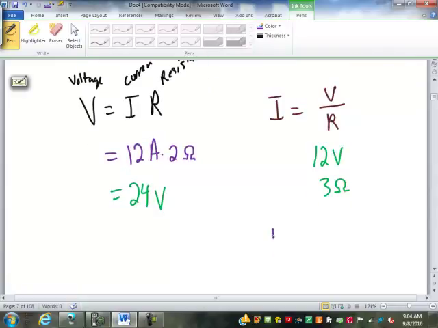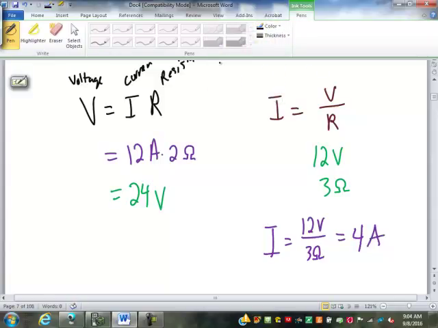So we'll set that up. Our amount of current is equal to our voltage, 12 volts, divided by our resistance, 3 ohms. 12 divided by 3 is 4. Now again, I don't expect you to know the units. If you just have 4, that's fine. A volt divided by an ohm is an amp.